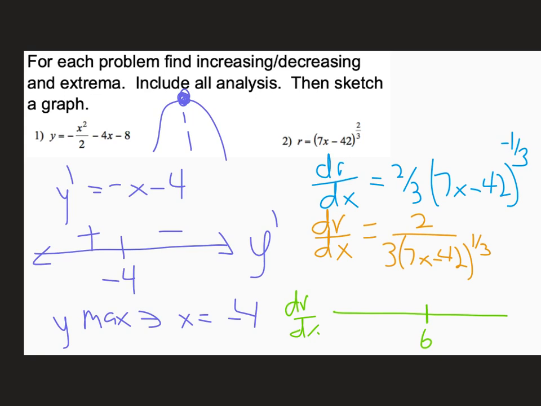Before 6, so let's plug in 0. Negative 42, the cube root of negative 42 is some negative number, times 3 and 2, that's still negative. Plug in 47 million, so that'll be a positive number. So that means dr dx is going negative to positive, which means we have a min on r. Again, you should have more explanation, but it's going to do something like that. And these 2/3 graphs often look something like this.